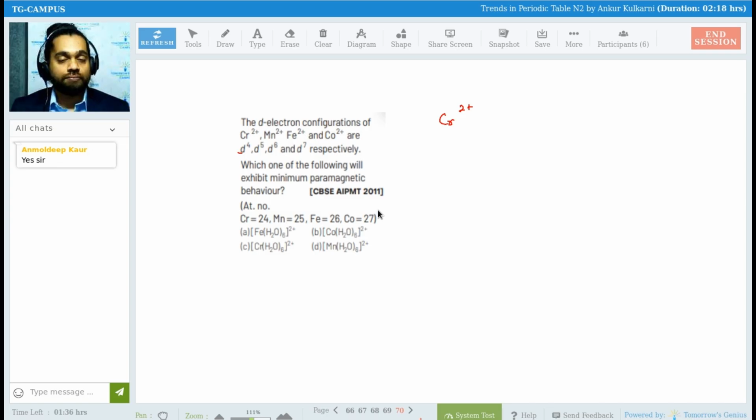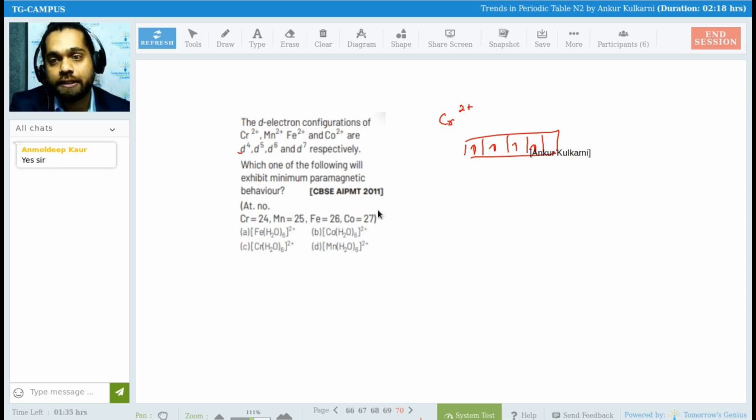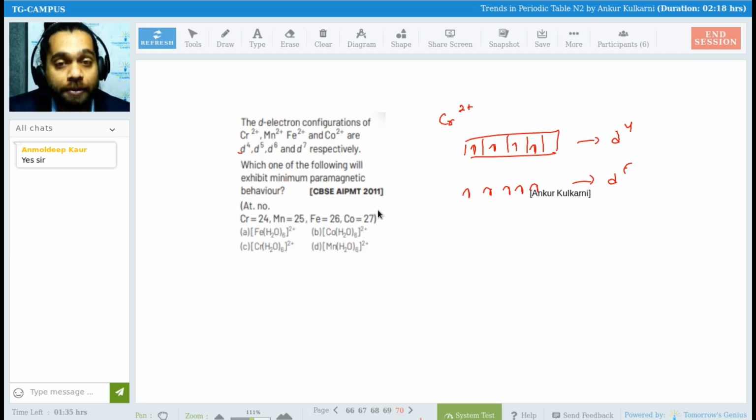D orbital electrons. Okay. So d4, that means what? You have 4 electrons. So if I have d orbitals, d4 will be like this: 1, 2, 3, 4. This is your d4, that is Cr2+. Then you have d5, that is Mn2+. Again we have 5 unpaired electrons. It will show the maximum.